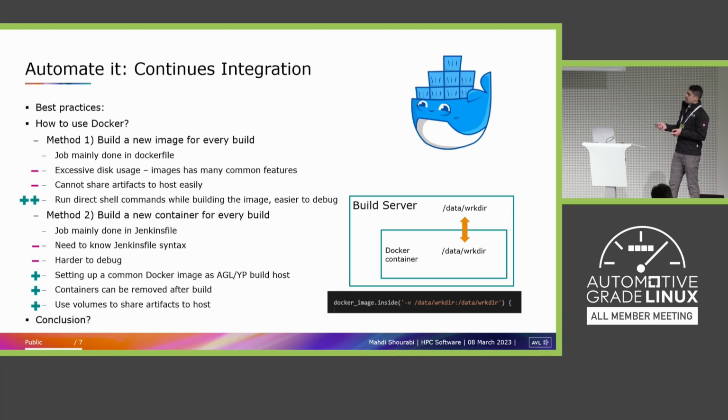This has some side effects. For example, this may use excessive disk usage, because for every Docker image, you're building the whole virtual Linux from scratch, so they have many common parts, and this may create some extra disk usage. And also, sharing these generated artifacts may not be that easy because maybe you need to mount some file system from host, and this is not easily accessible here.